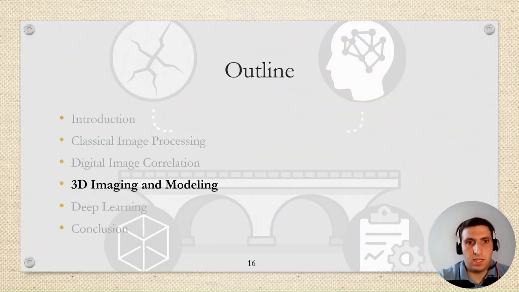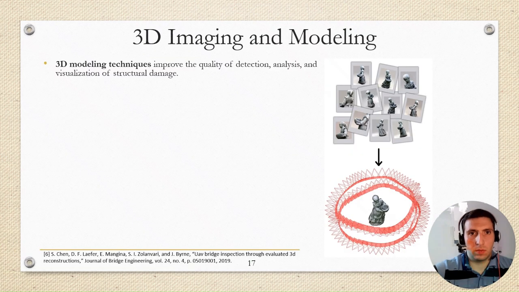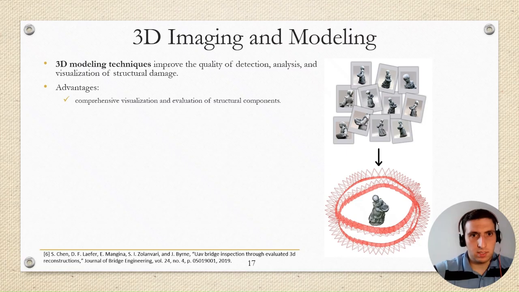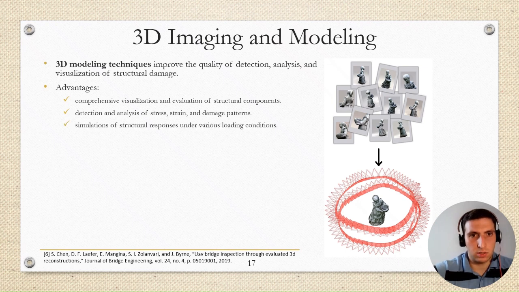Let's move to 3D imaging and modeling. 3D modeling techniques improve the quality of detection, analysis, and visualization of structural damage. Advantages: comprehensive visualization and evaluation of structural components, detection and analysis of stress, strain, and damage patterns, simulation of structural responses under various loading conditions, and identification of critical failure-prone areas.